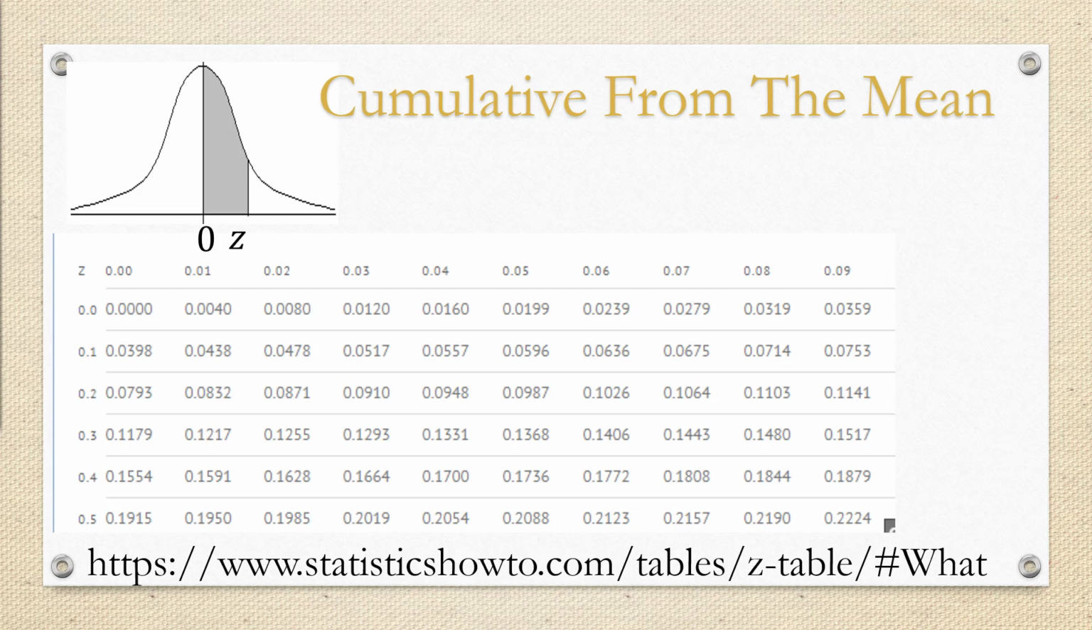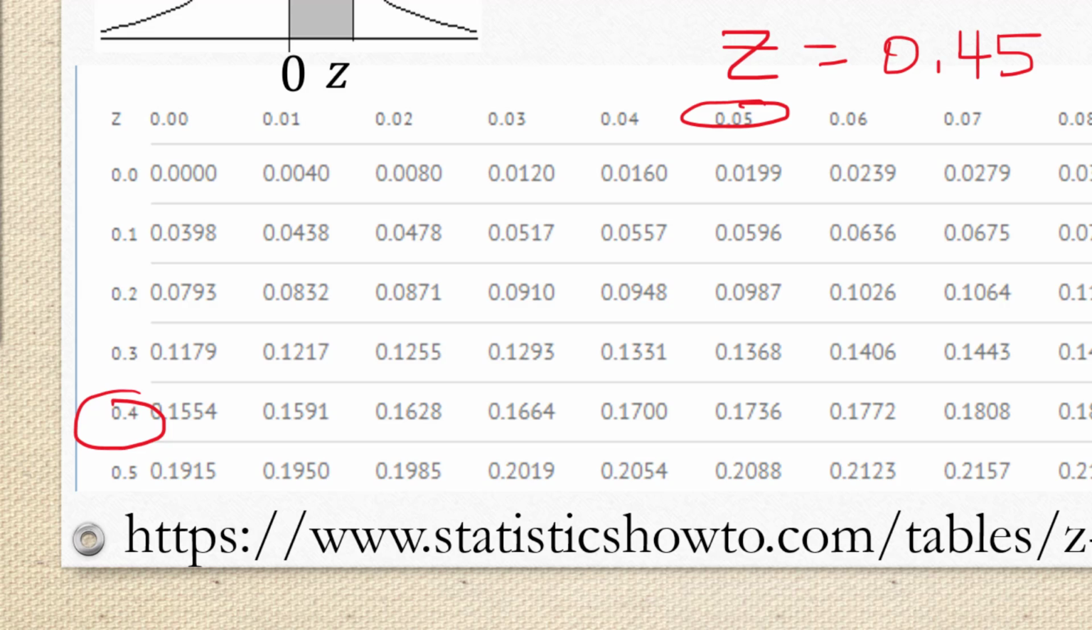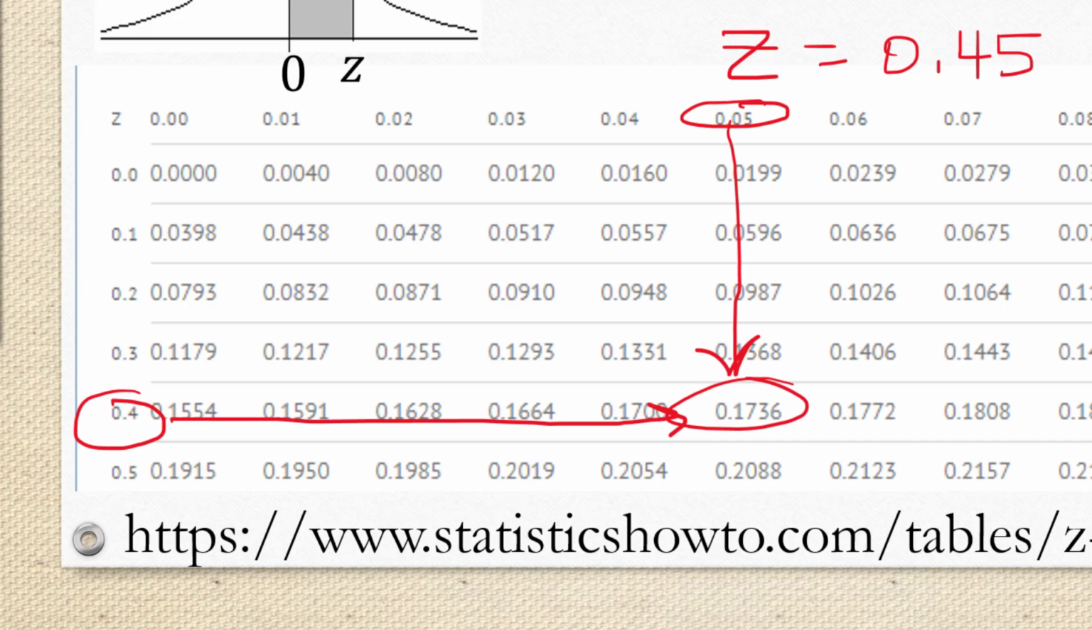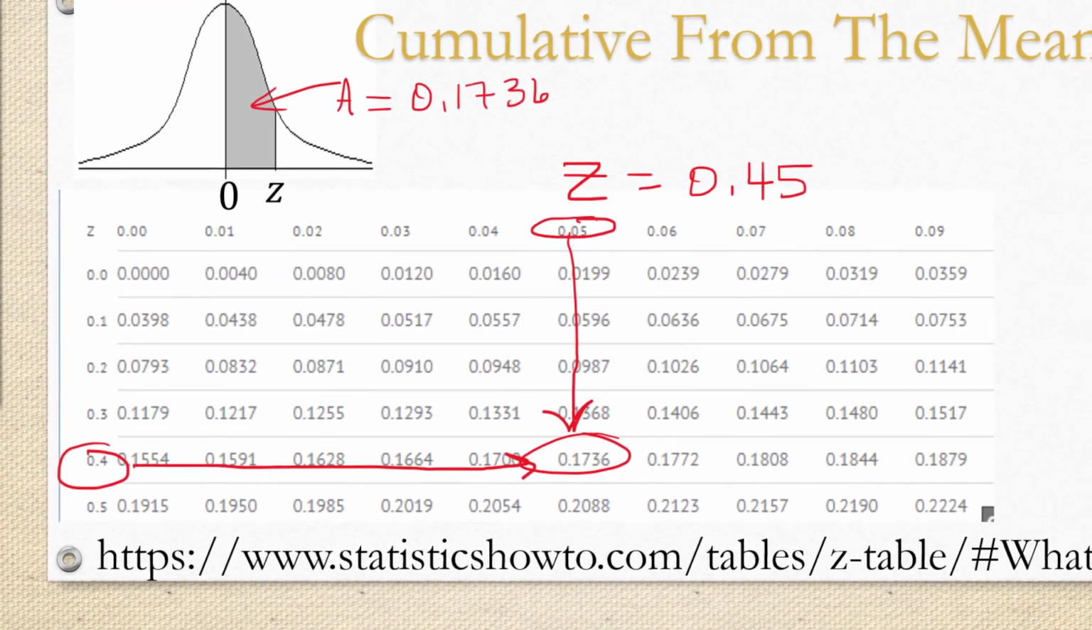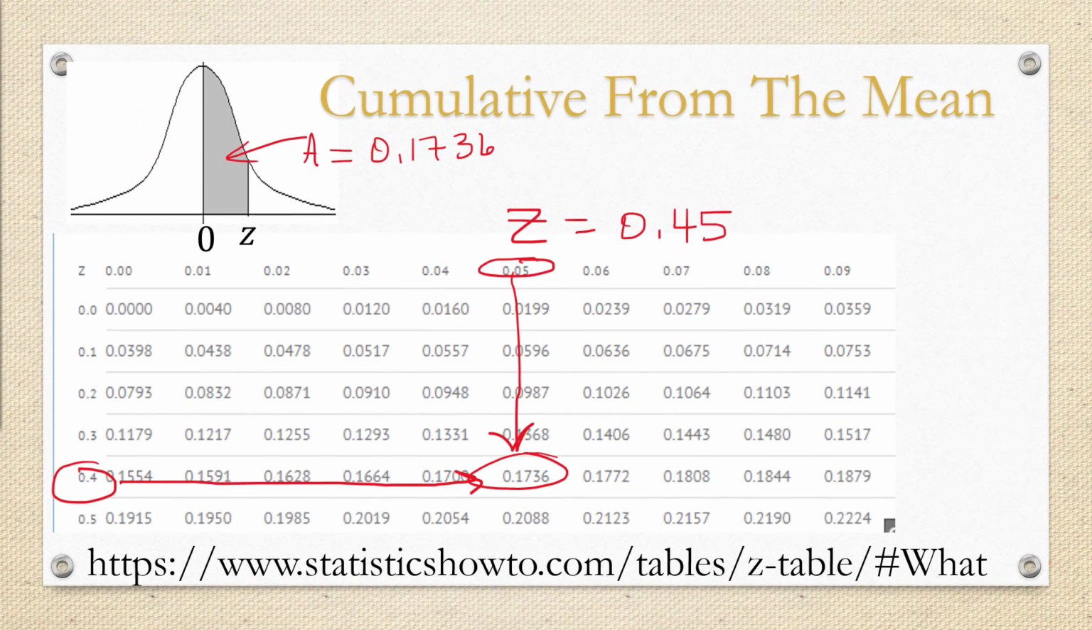Remember, z equals 0 is the z-score of the mean. Let's look up z equals 0.45 again, looking for 0.4 down the z column and then 0.05 across the top there. We see that this matches up with an area of 0.1736. So that's the area of the region between z equals 0 and the z-score 0.45. This is a different number than we found when we were looking at the cumulative z-table, which makes sense because it's representing the area of a different region.